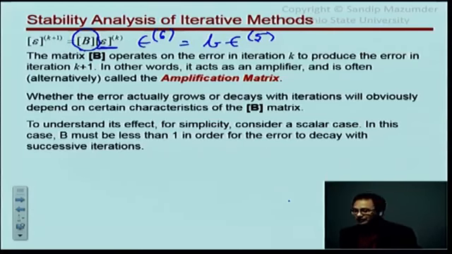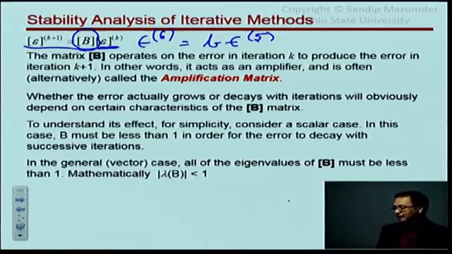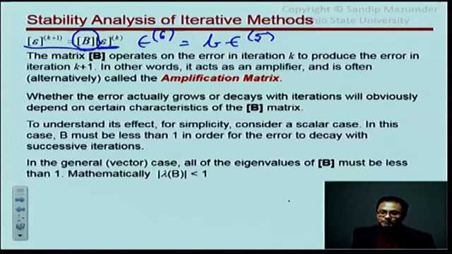All right? So it's easy to think of it in terms of a scalar because then we see that b must be less than 1. Otherwise, the error is not going to die out. Okay? If it is less than 1, even if it's 0.99, then with successive iterations, it's becoming 99% of each iteration value. Okay. Now, in the case of a vector, which is what we have here, the criterion is that the eigenvalues of B must be less than 1. Okay.